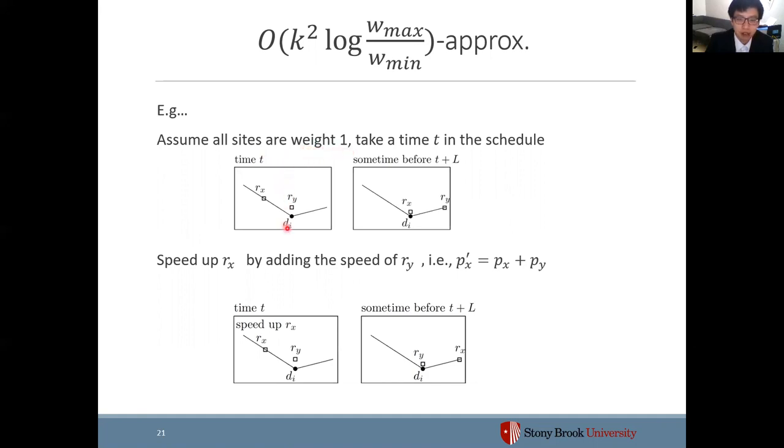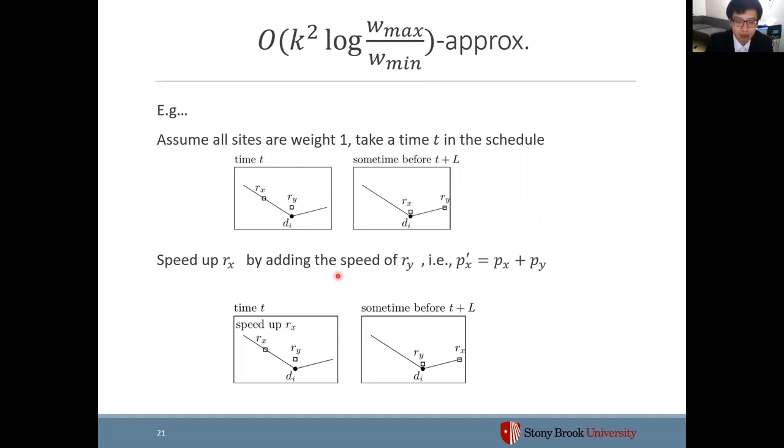Now take a time t in the schedule. Say Ry is in some depot di, and after that Ry will move forward and Rx will come to visit di. Now what we do in the modification is we speed up this robot Rx such that it can take the job Ry needs to do, and we make Ry stay in di forever. What we do is we speed up Rx at this time t until the moment, sometime before t plus L, when Rx is in di in the original schedule.